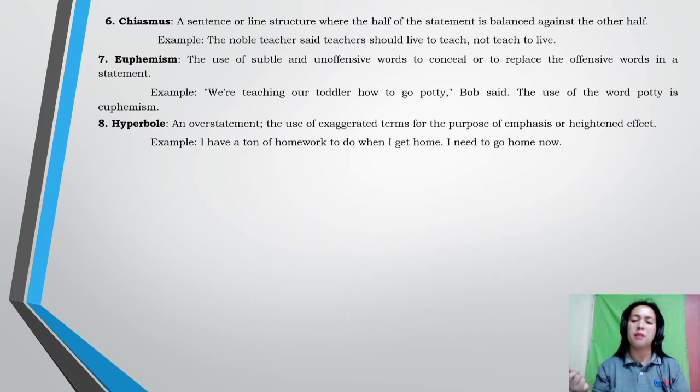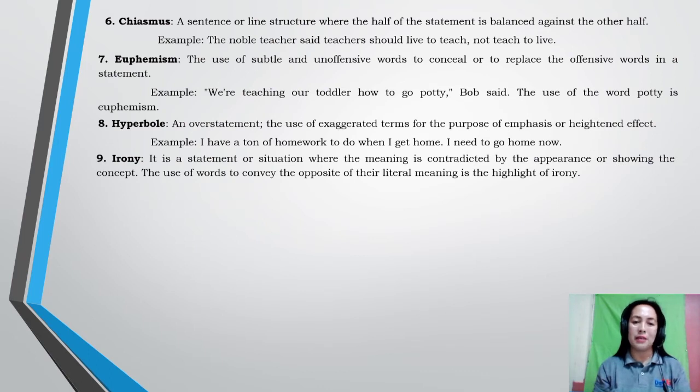For example, I'm so hungry, I could eat a horse. Diba? Maka-eat ka kuno sang horse kuno, ma-eat mo na bala ang horse. Or, I have cried a million tears. Or I have cried a bucket of tears last night. Is that possible for it to happen? Siguro hindi. That is exaggeration.